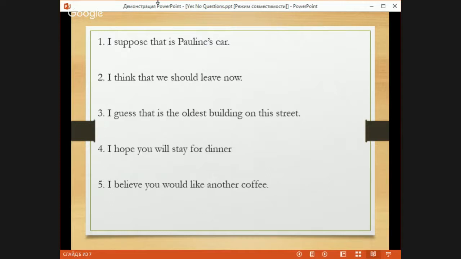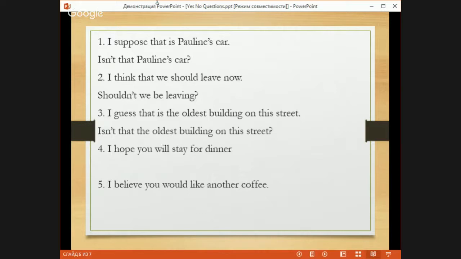Let's check. I suppose that is Pauline's car. Isn't that Pauline's car? The intonation goes down if we know the answer. I think that we should leave now. Shouldn't we be leaving? I guess that is the oldest building on the street. Isn't that the oldest building on the street?